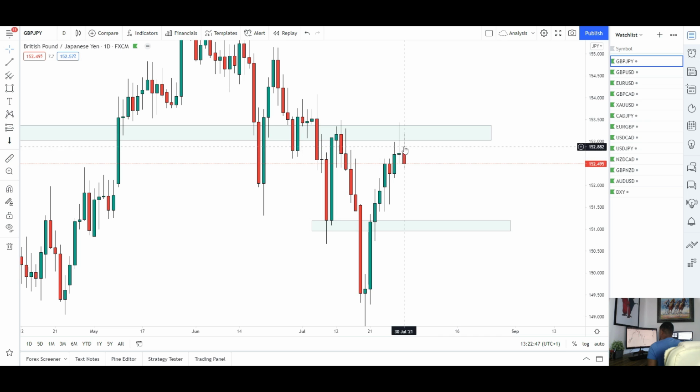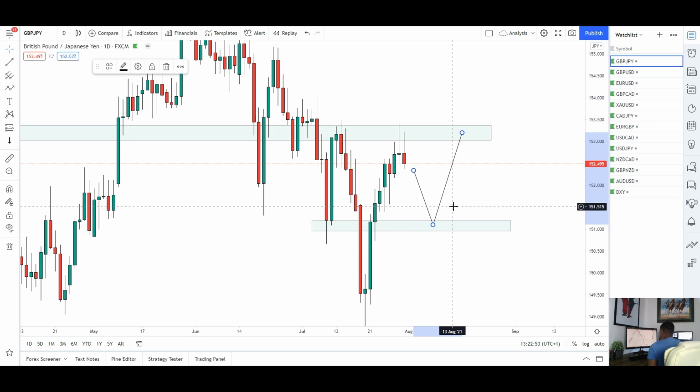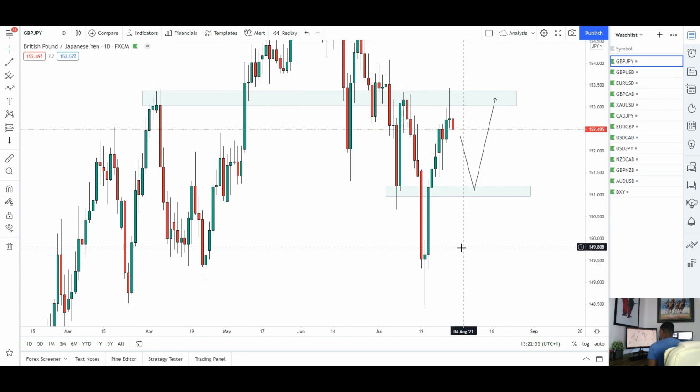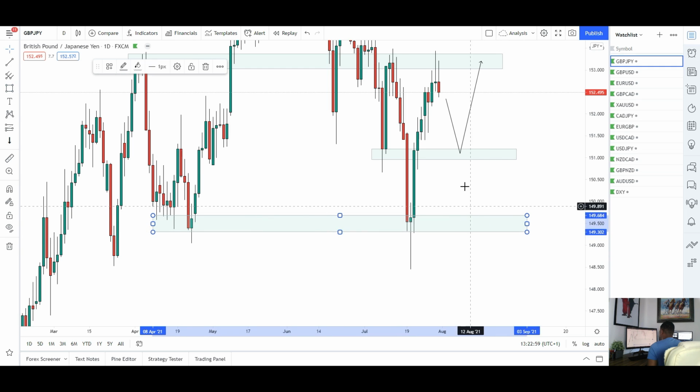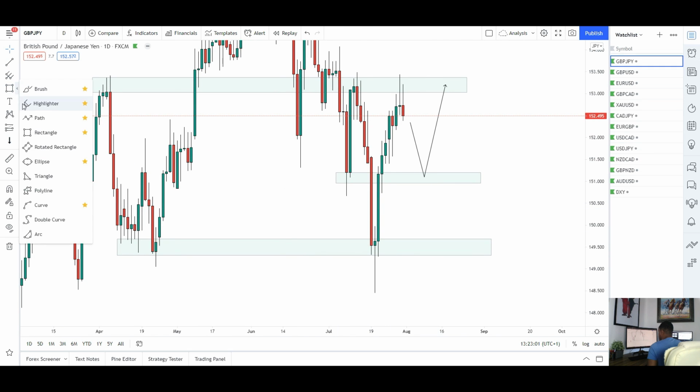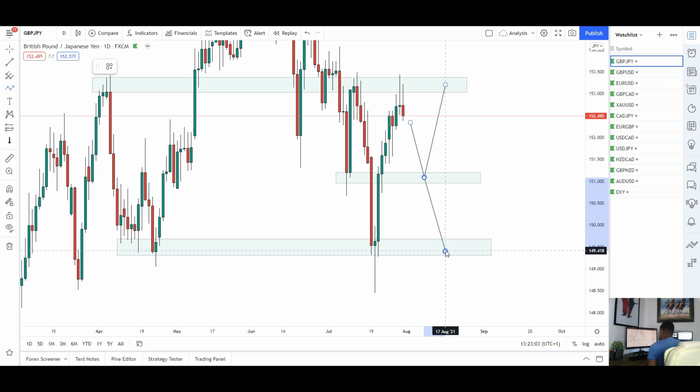Nice move to the upside. I do think we can come back down, retest this, and then from there we might see some upside back up into that zone. Or if we do break through 151, then I can see the market pushing back into these lows down there around the 149,500 mark. So a break of that zone will probably take us into these lows here.